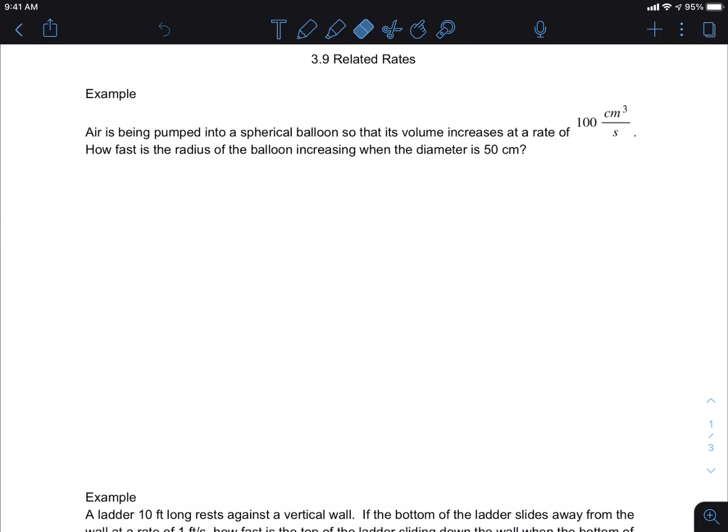All right, so now I'm recording. This is related rates 3.9. Fun stuff.